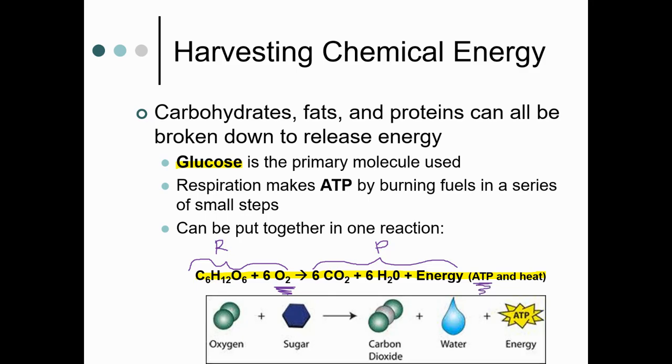Now this is what we're wanting. We're wanting ATP, but in any type of catabolic reaction, a lot of times some energy is going to be lost in the form of heat. So it's not going to be 100% efficient. So overall, this is the reaction for cellular respiration, but we're going to see that there's actually many reactions that are added together to make this one big one.